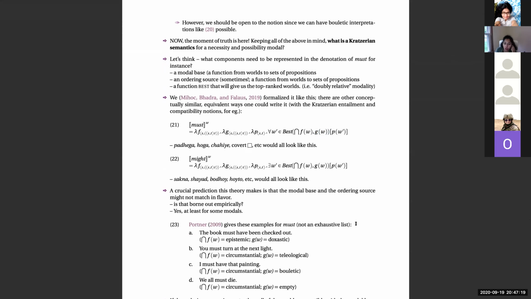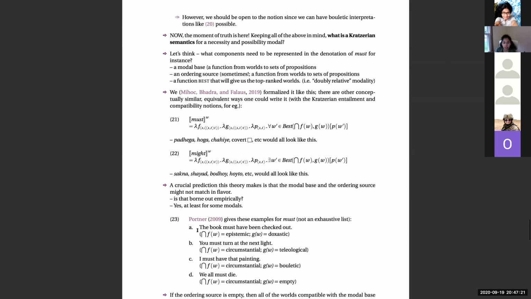Okay, so these are some examples. The idea is that you have an epistemic modal base and you have a doxastic ordering source. What does this mean? Your first set of propositions is accessed via knowledge. And then you're ordering the worlds that you accessed via knowledge based on what your beliefs are.